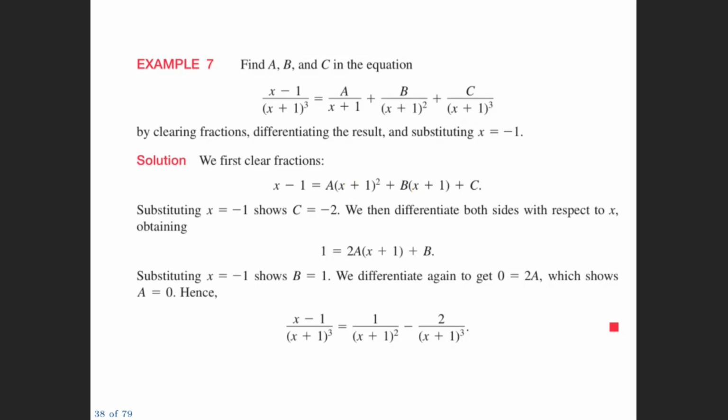Next, I want to find b. Differentiate both sides, and we get 1 is equal to 2a x plus 1 plus b. Replace x by minus 1. First term is just 0. We can read that b is equal to 1. Differentiate again, and we get 0 is equal to 2a. So a must be 0. So then we can write the answer.